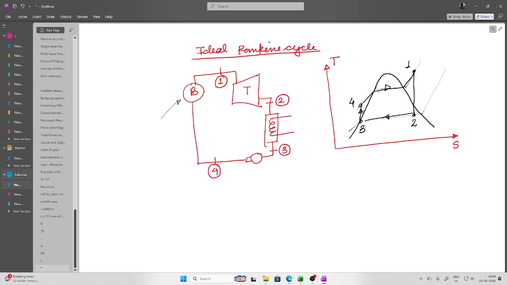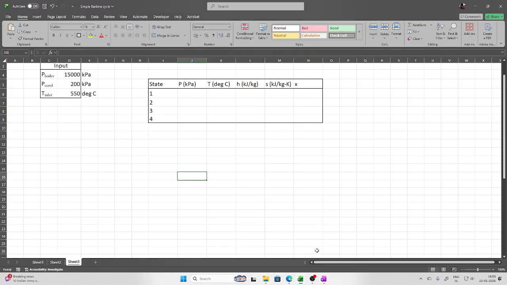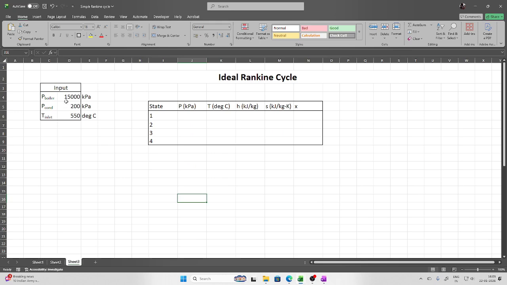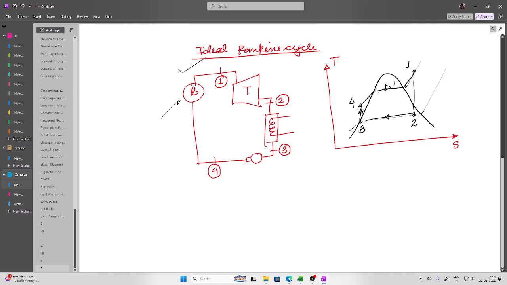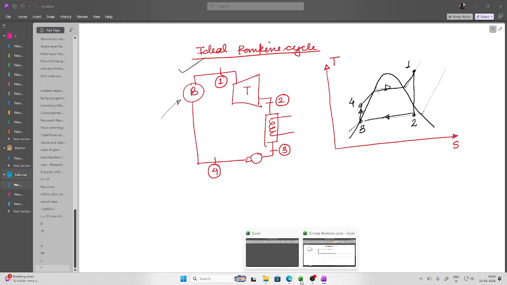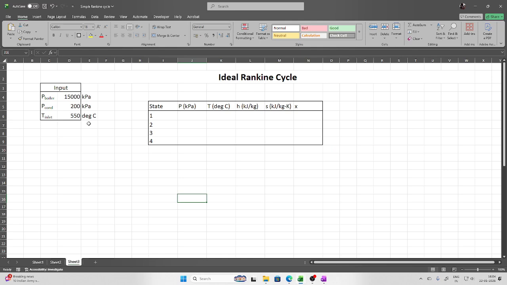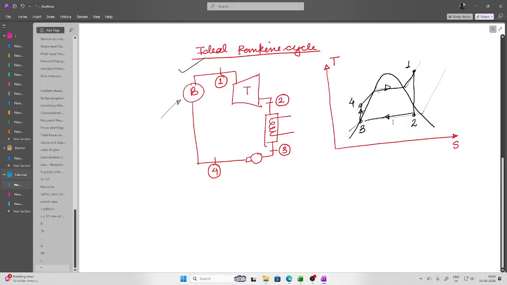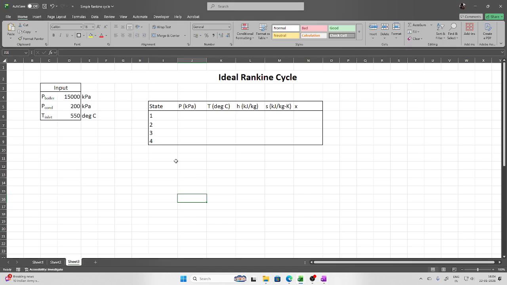Now let us draw this for an ideal Rankine cycle as well as solve it. For that I have already set some parameters for you. Let's say that the boiler pressure is 150 bar, that means 15,000 kilopascal. Condenser pressure is 2 bar, that is 200 kilopascal, and the inlet temperature to the turbine, that is this one here, is 550 degrees Celsius. And 1, 2, 3, 4 represent different states. Okay. Now, first one is state 1.